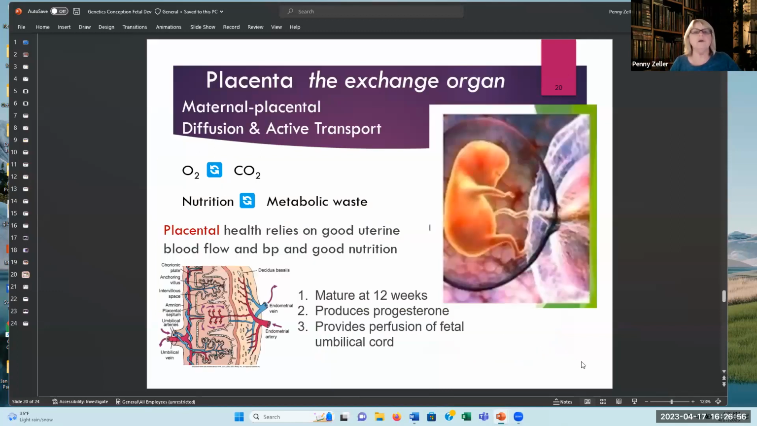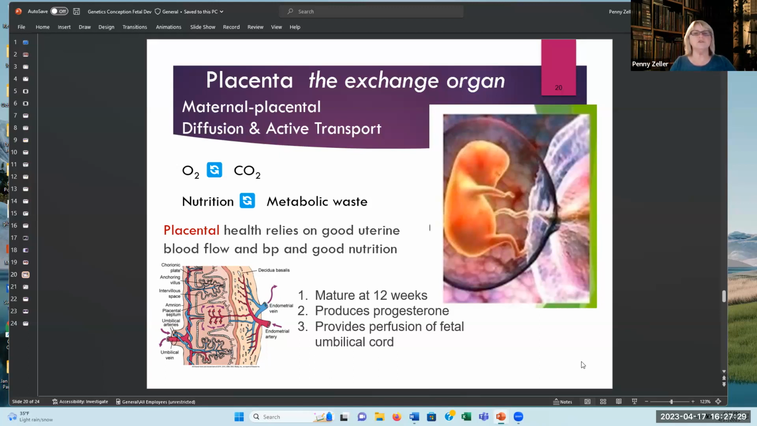The placenta, however, is the workhorse of the pregnancy. It's where all the action takes place, and we refer to it as the exchange organ. It's a temporary organ. It develops as soon as mother conceives, and it grows. By 12 weeks, it's mature and it's producing progesterone for the baby, and it's allowing the blood exchange to take place.